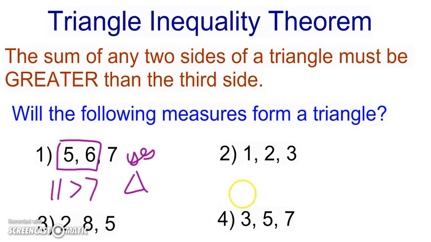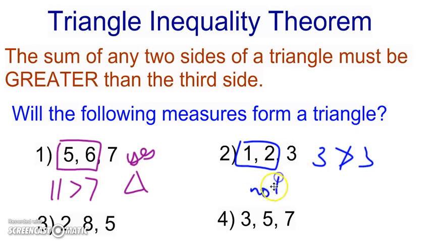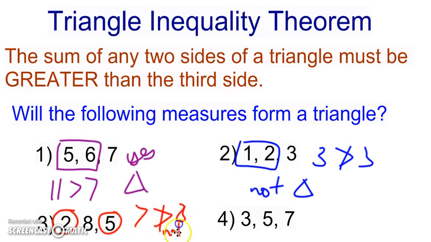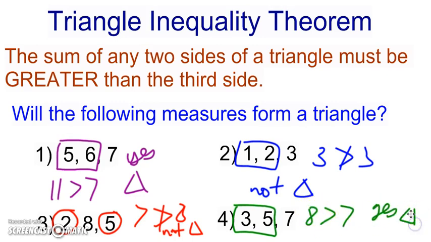For number 2, we will add the sides 1 and 2, and 3 is not greater than 2, therefore it is not a triangle. For number 3, we'll add the sides 2 and 5, and 7 is not greater than 8, therefore it is not a triangle. And for the last one, adding the 2 small sides, we're doing 5 plus 3, and since 8 is greater than 7, then yes, it is a triangle.